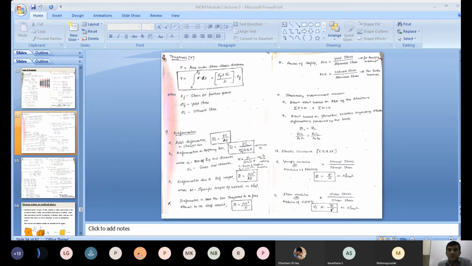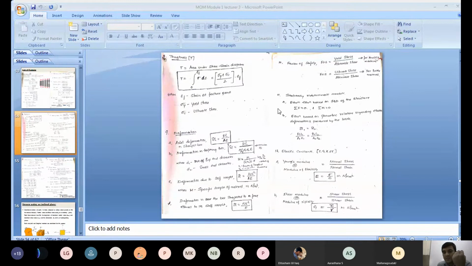Now if a bar is statically indeterminate or a compound bar, what are the formulas used? Two formulas are used. One is the vector sum of all the forces equal to 0 or moment equal to 0. That is called the equilibrium equation, force equilibrium or moment equilibrium equation. That is the first formula. Second one, the elastic deformation equation, based on geometric relation regarding elastic deformations.